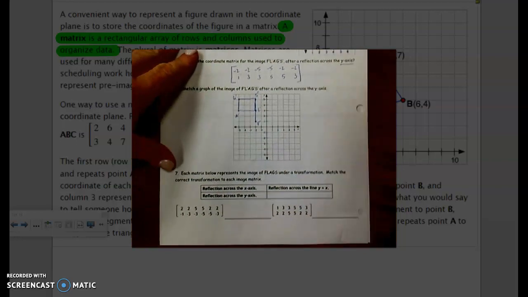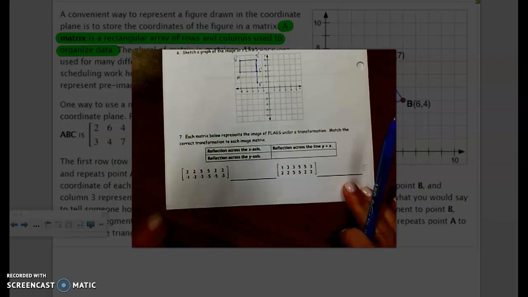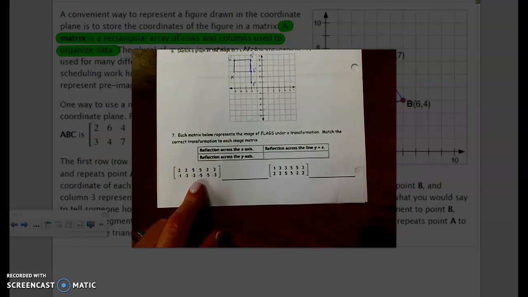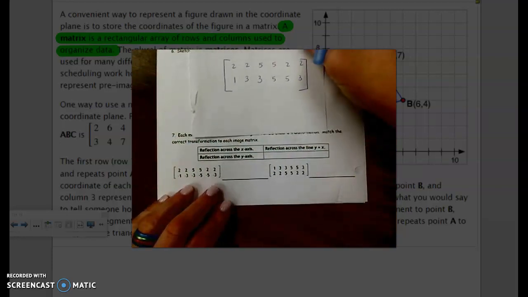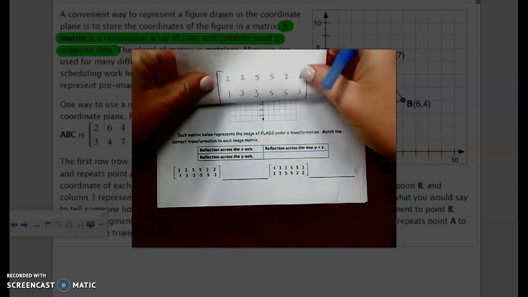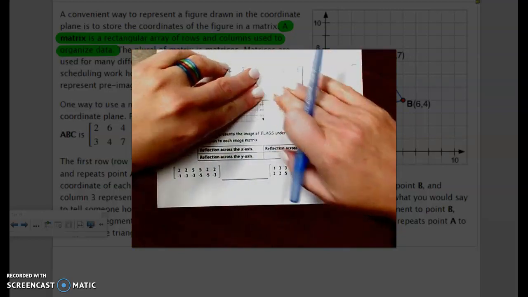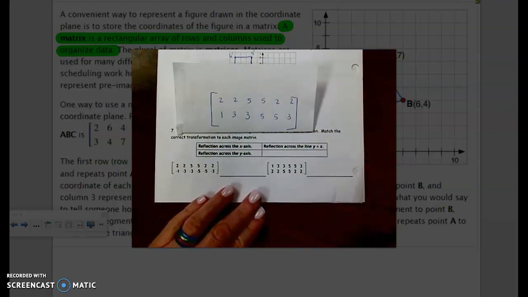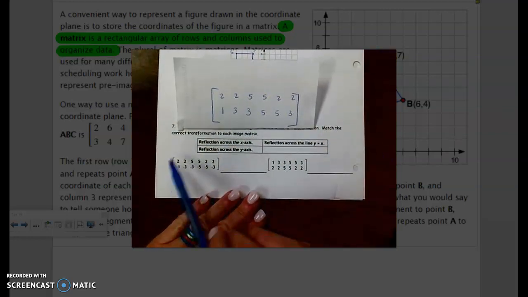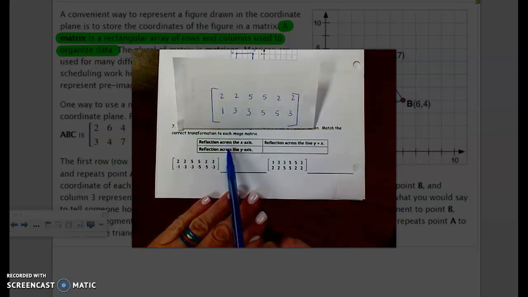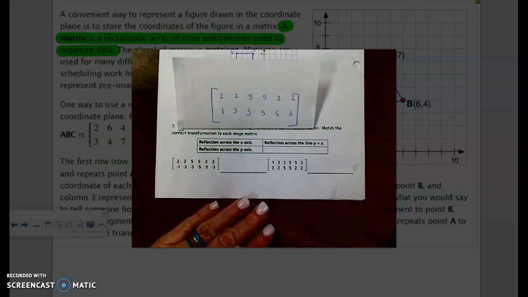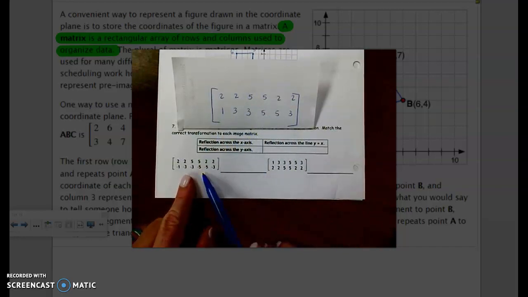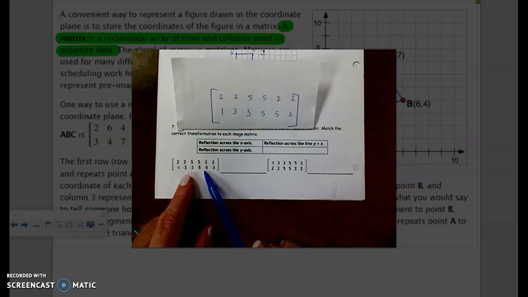Number 7 asks us to look at the new matrix, and it's an image of our original flags. And so just to have them a little bit closer here, I drew those original coordinate matrix of flags so we could bring it down here and see it a little bit better. So it's giving us an image in a coordinate matrix, and we have to determine what transformation occurred. So this was our original flag's coordinate matrix, and here is the image. So let's see what changed.